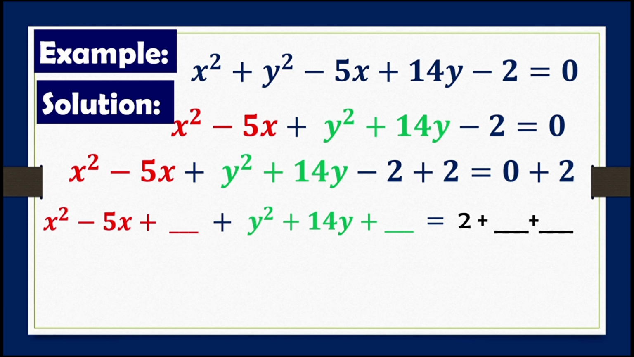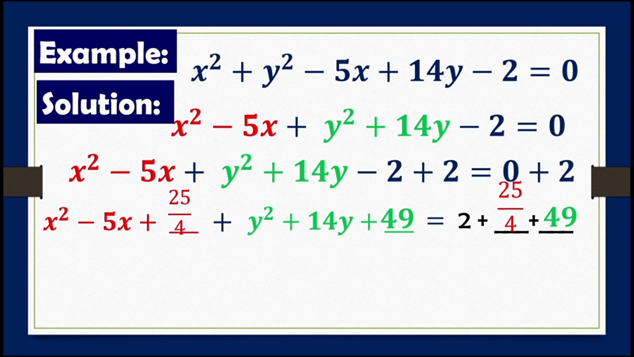To make x squared minus 5x a perfect square trinomial, all we need to do is to get half of negative 5, that is negative 5 halves, squaring it, that is 25 over 4. Whatever is added on the left side will also be added on the right side of our equation. The same is true with y squared plus 14y, we will add a third term to make it a perfect square trinomial. In this case, we will get half of the coefficient of y, which is 14. Half of 14 is 7. Squaring 7, that is 49. So we will add 49 on both sides of our equation.